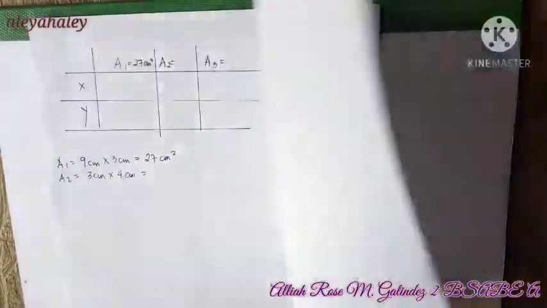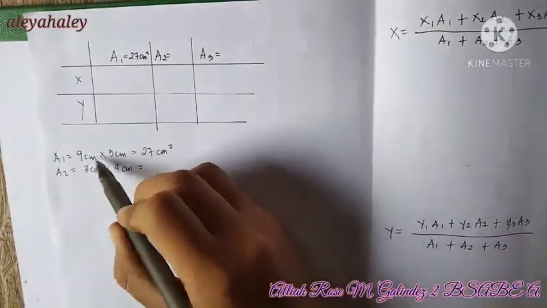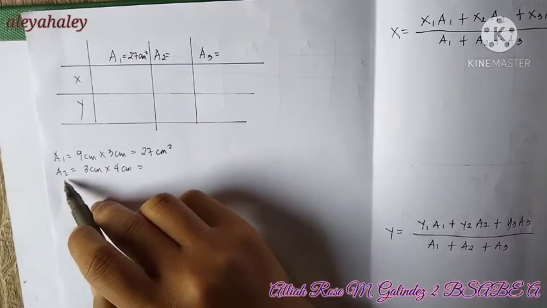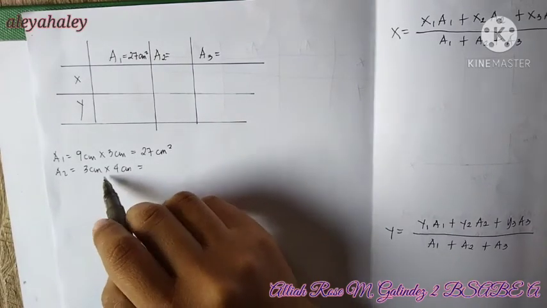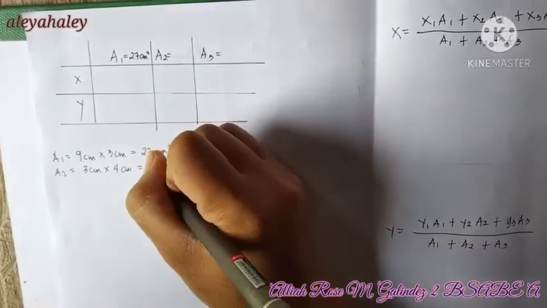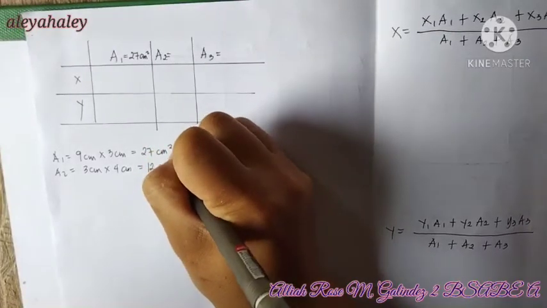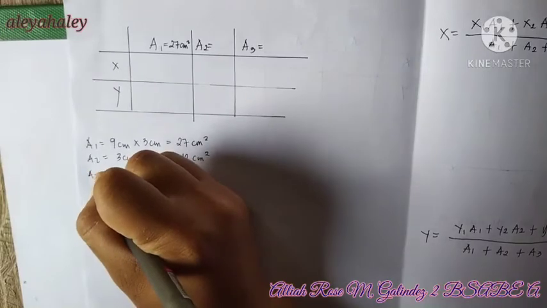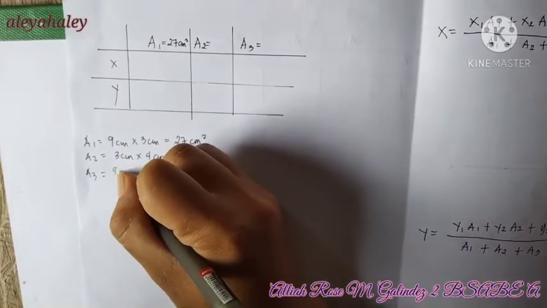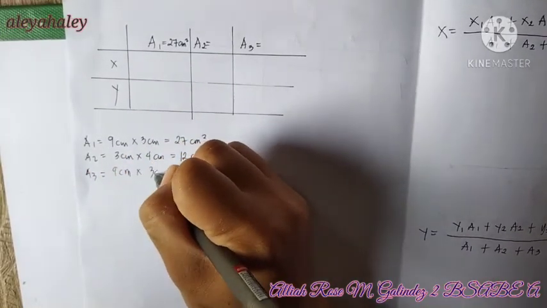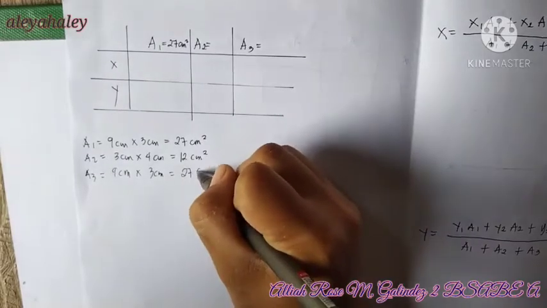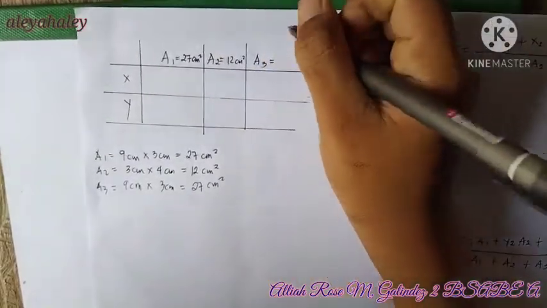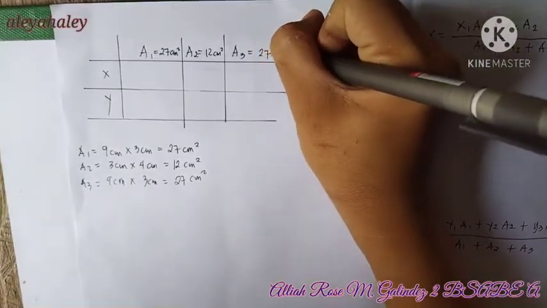So to solve this, we have the area for part 1, 9 times 3, 27 centimeters squared. In the area for part 2, we have 3 centimeters by 4 centimeters, we have 12 centimeters squared. In the area for part 3, we have the dimensions 9 by 3, 27 centimeters squared. Just gonna put it here.